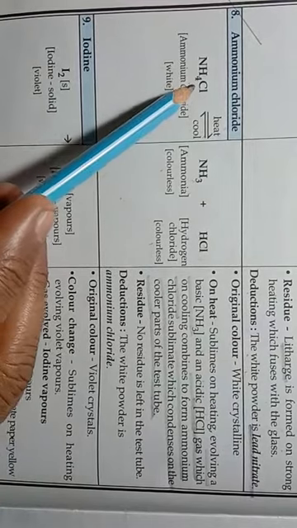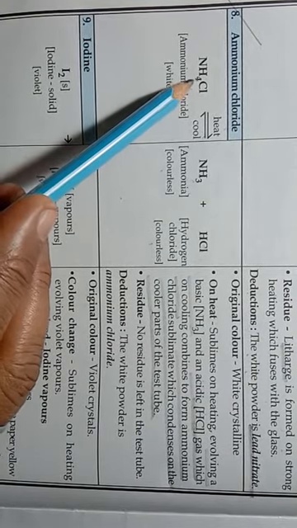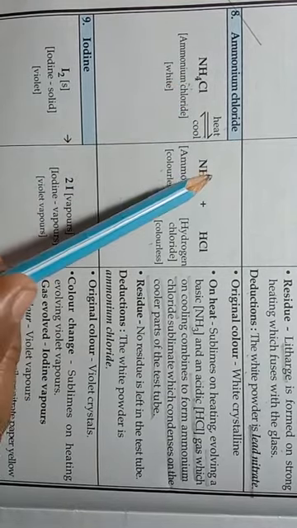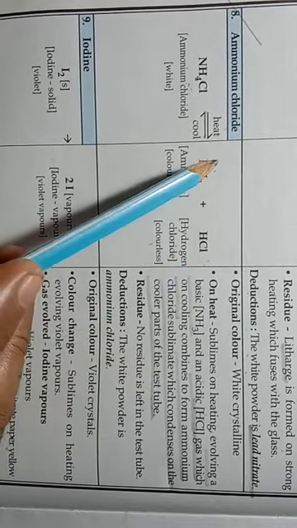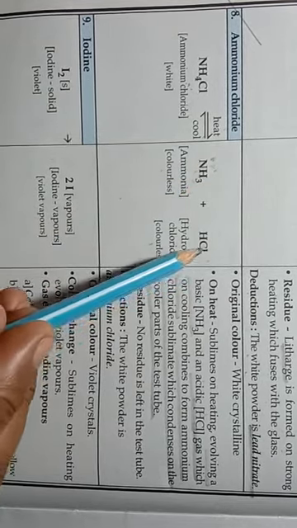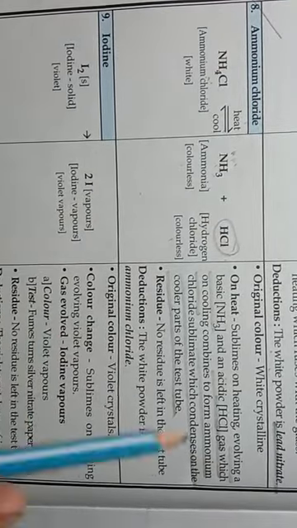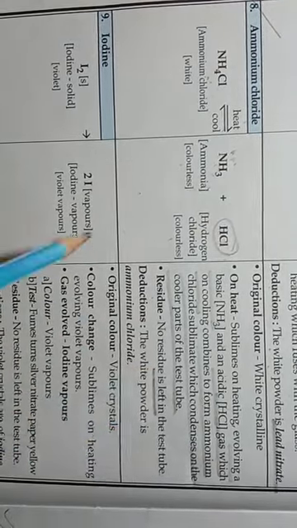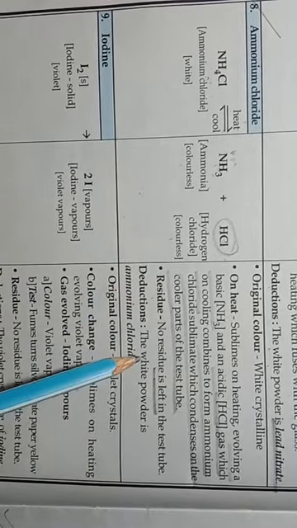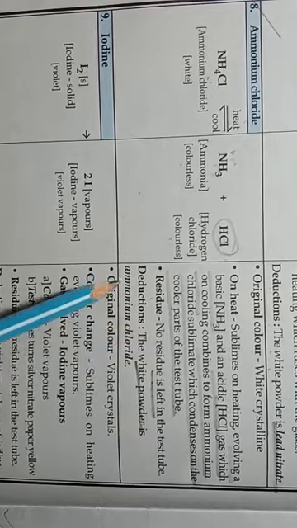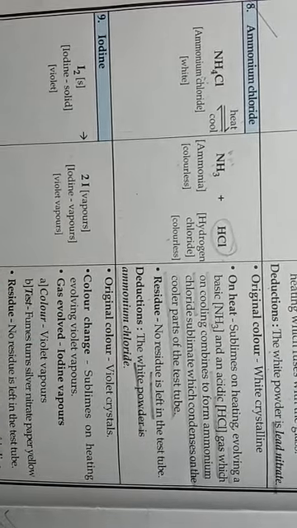So NH4Cl is a sublimable substance, and under sublimation conditions it forms two gases of opposite nature. One is a basic gas and the other is an acidic gas. No residue is left. So what we can conclude is that the white powder is ammonium chloride, which is sublimable in nature.